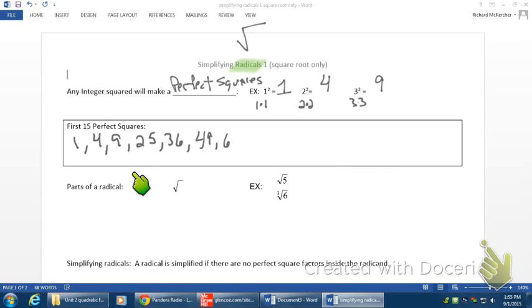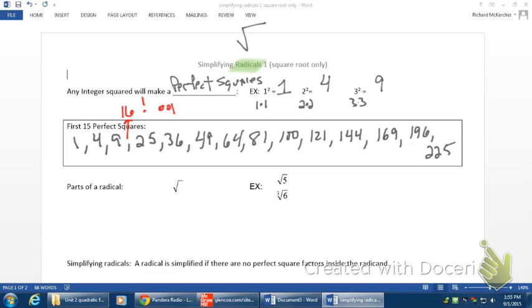Now, I already skipped one by accident right here. There's supposed to be a 16. And there you go, I fixed it. All right, so just pay attention to that.